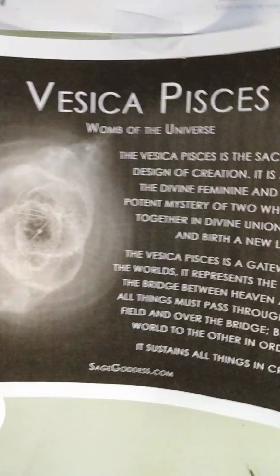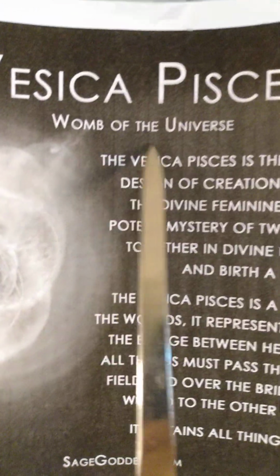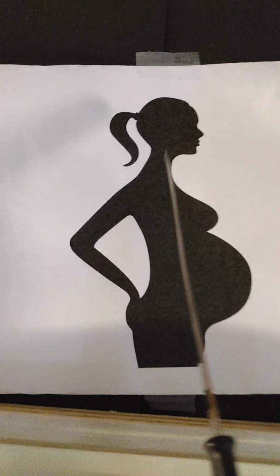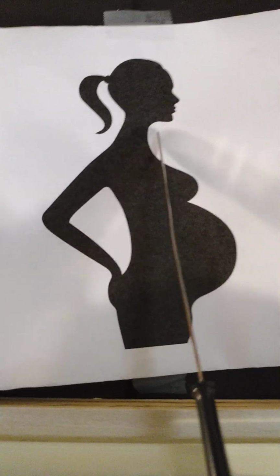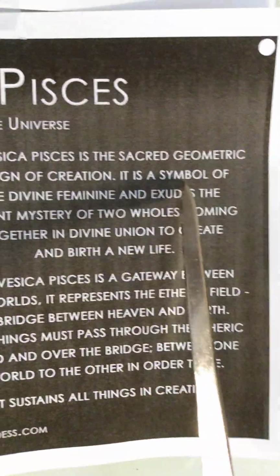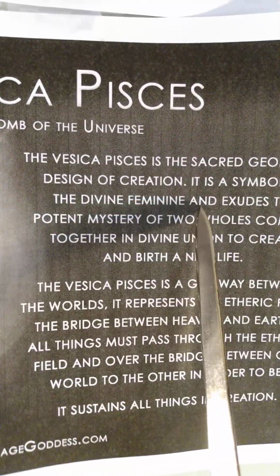Now let's go with the Vesica Pisces, because we want to know what a woman is. The Vesica Pisces is the womb of the universe, okay? And that's associated to the second letter of the alphabet, the letter B, which, as you can see here, is hidden in a pregnant woman. And it is the symbol of the divine feminine.